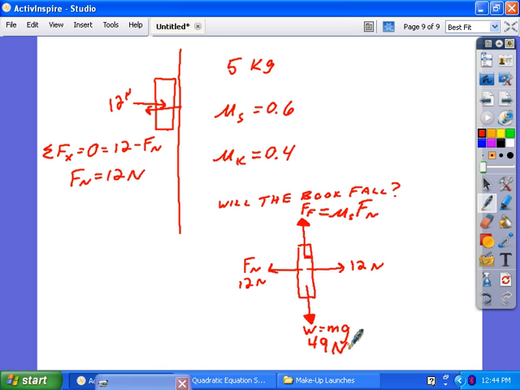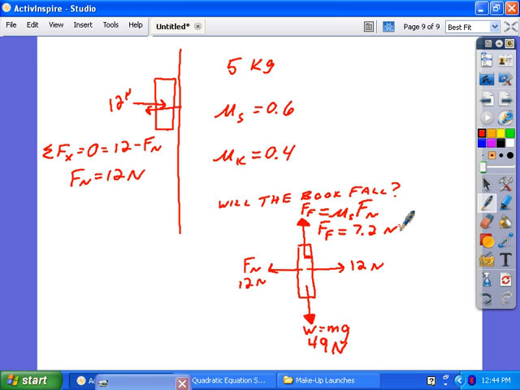Now, mu static times the normal force. I know my normal force is 12. My mu static is 0.6. Well, this is going to be fairly obvious what's going to happen here. The biggest force that I can get due to friction is going to be from my static case, which is going to be 0.6 times 12, which is 7.2 newtons.